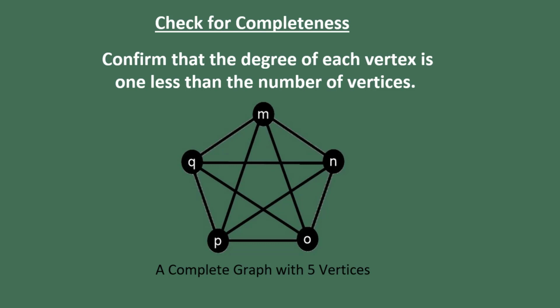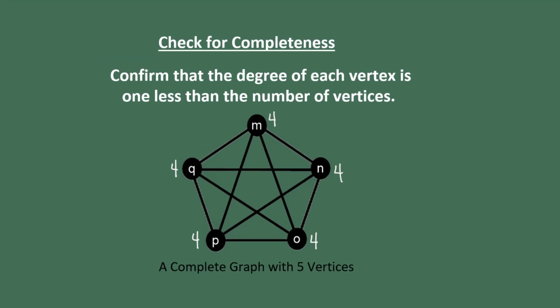Remember, the degree of a vertex is the number of edges that meet at that vertex. So you can see vertex M has degree 4, and so do all of the other vertices on this graph. What that means is that each of the 5 vertices connects to the other 4 vertices. So we know we have a complete graph with 5 vertices.